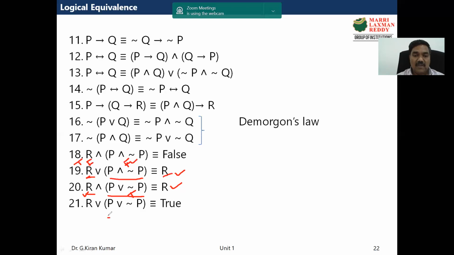Coming to the last formula, we have P or negation of P, which is always true, and true or something is always true. Why? Because irrespective of the R value, R may be false or true, this is always true. Okay, so these are the 21 logical equivalences.